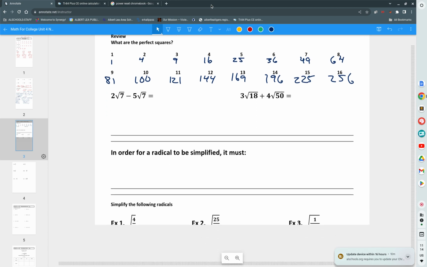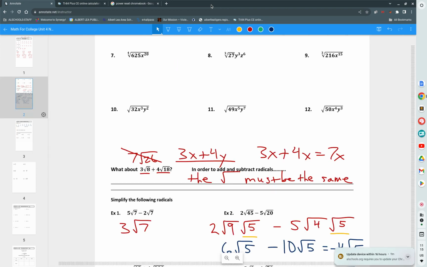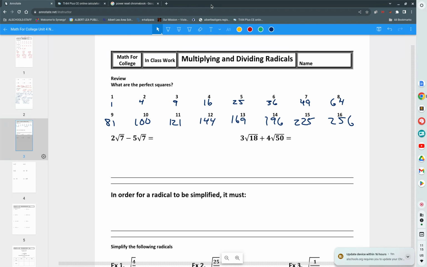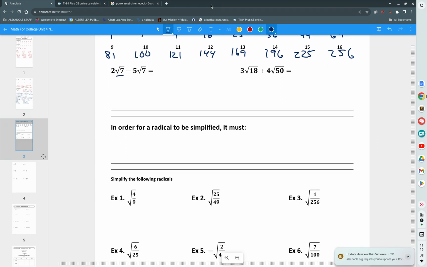So, we worked on simplifying radicals and adding and subtracting radicals. True or false? I can subtract these two radicals right now. True. Why? Because the radicand is the same. So I've got the root of 7, root of 7. So 2 roots of 7 minus 5 roots of 7 is negative 3 roots of 7. Okay?